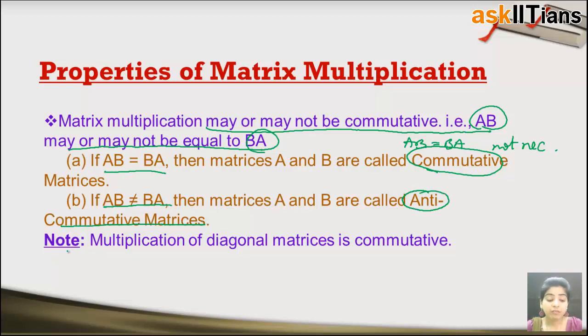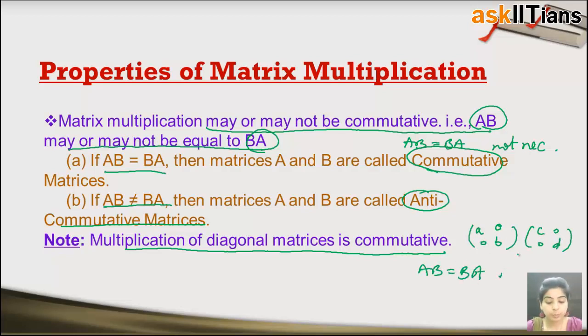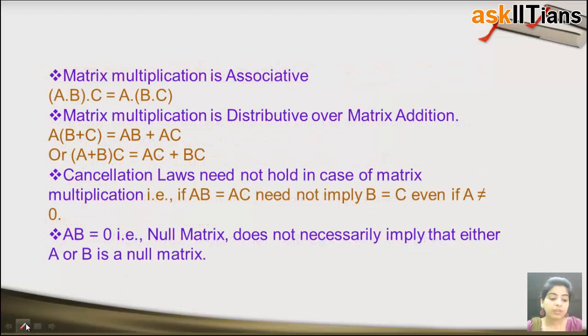So one thing important here is that multiplication of diagonal matrices is commutative. Diagonal matrices, you need to have only the elements in the diagonal, the rest of the elements have to be 0. In this case, we'll have the multiplication as commutative. We'll have AB equal to BA. That was simple. Okay, we have a continuation of the properties.